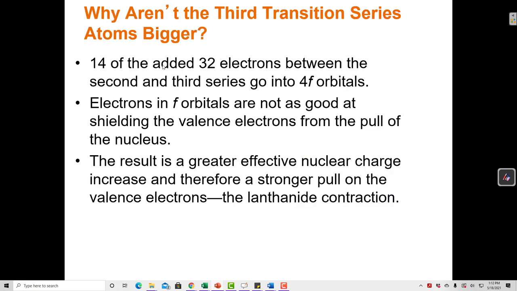So again, 14 of the added 32 electrons between the second and third series go into the F orbitals. And electrons in F orbitals are not as good at shielding the valence electrons from the pull of the nucleus. So that means that we're adding positive charge that is helping to pull the electrons closer, and even though we're adding electrons, they're not doing a lot to repel the other electrons.